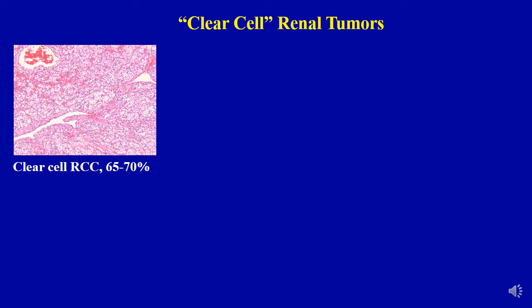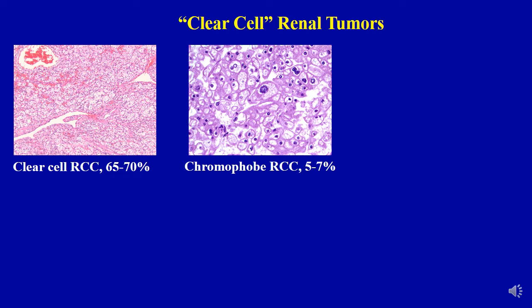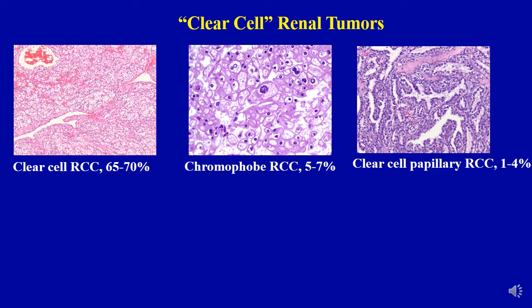There are 5 major subtypes within this particular category of clear cell tumors. Clear cell renal cell carcinoma accounts for the largest spectrum, accounting for about 65 to 70% of tumors. Then the next common one is classic chromophobe renal cell carcinoma. Clear cell papillary renal cell carcinoma is a relatively recently described entity which accounts for about 1 to 4% of tumors.